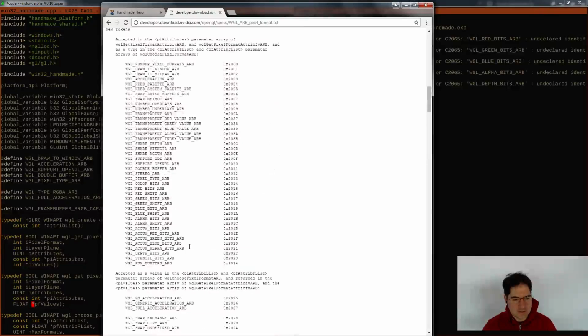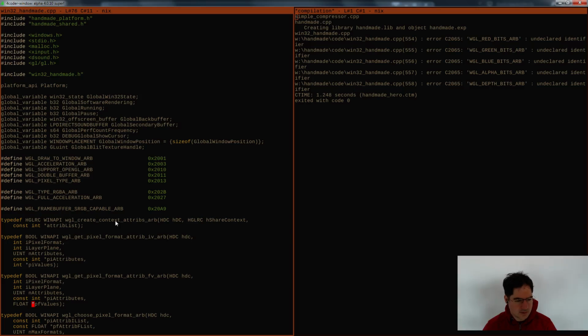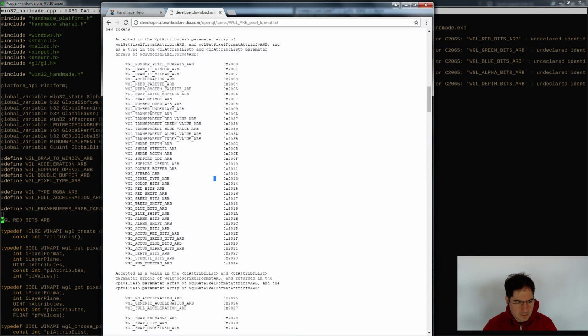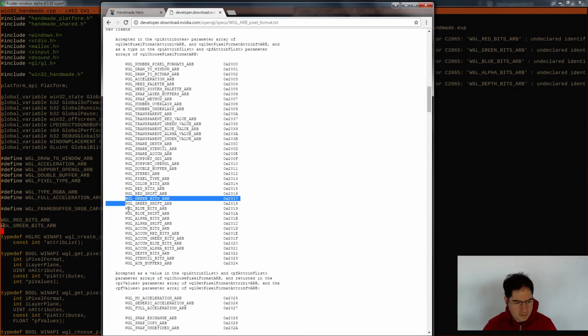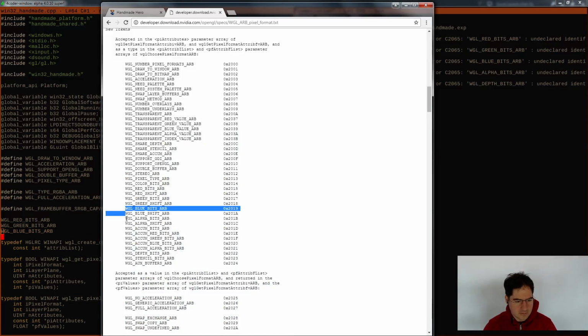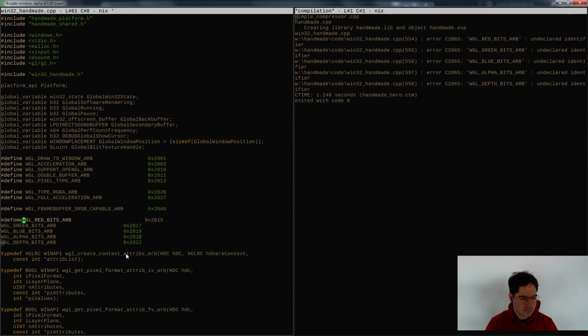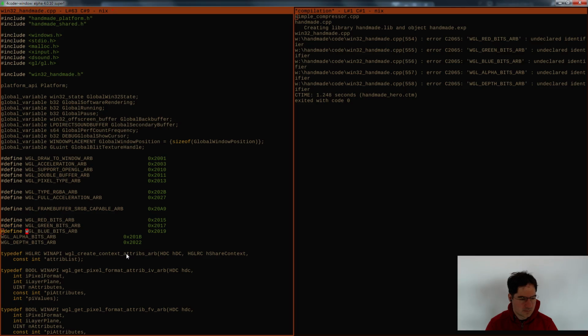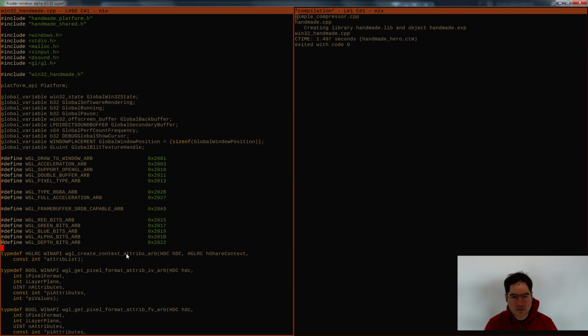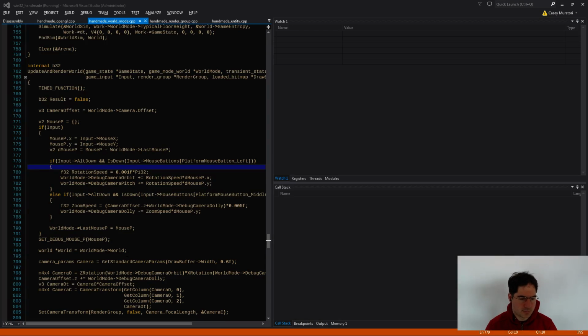Now we do need these values, so we need, you know, red bits, green bits, blue bits, alpha bits, and depth bits. And so now in theory we should have a functioning depth buffer, right? In theory.